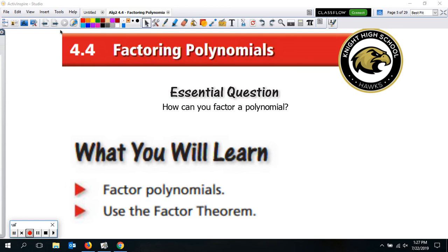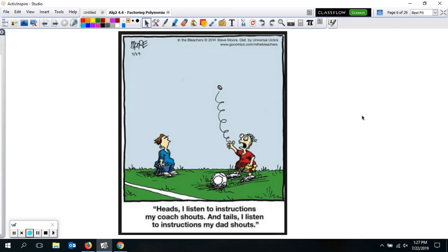All right, before we do all that, let's go ahead and look at our cartoon of the day. So there's, in the bleachers, a little boy flipping a coin. Heads, I listen to instructions my coach shouts, and tails, I listen to instructions my dad shouts. So that reminds me of my own son playing soccer. And yeah, the coach is shouting, and all the parents are shouting at the same time.